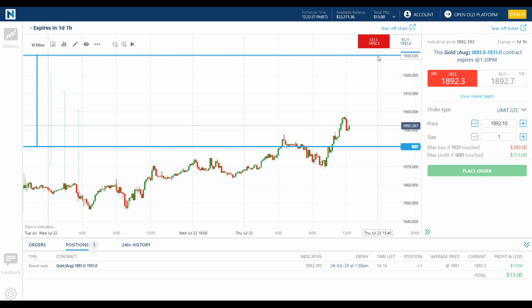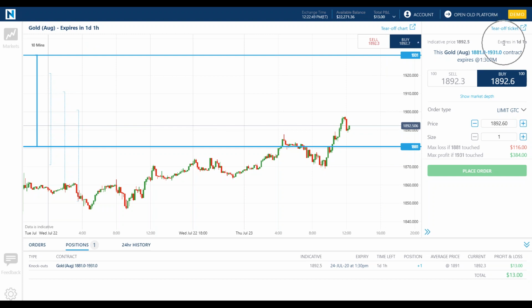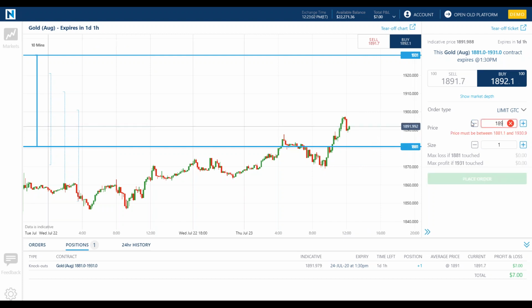Now the question immediately is going to be, what happens if it doesn't touch either one of these? Notice that this expires in 1 day and 1 hour. This is a Thursday, so these are all weekly contracts. What happens if it doesn't touch either one of those boundaries before expiration? And there, my profit or loss, let's put that at 1891 because I bought it at 1891, and yay, it's ticking higher for now.